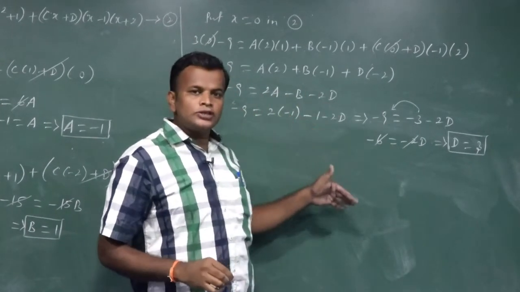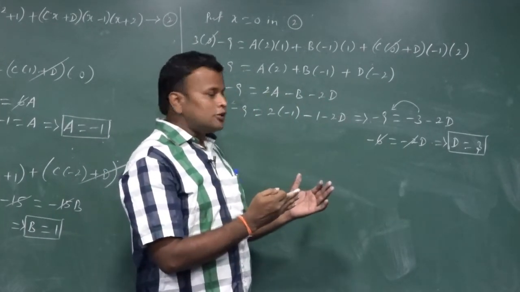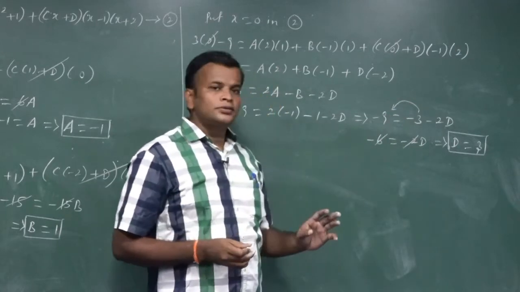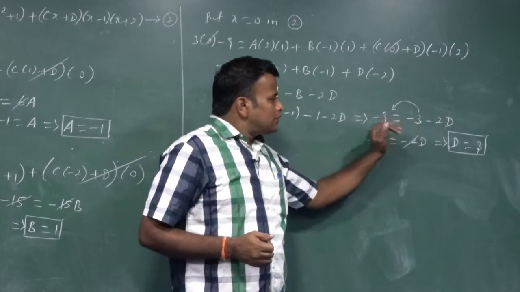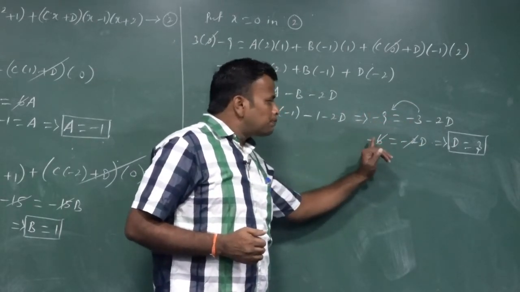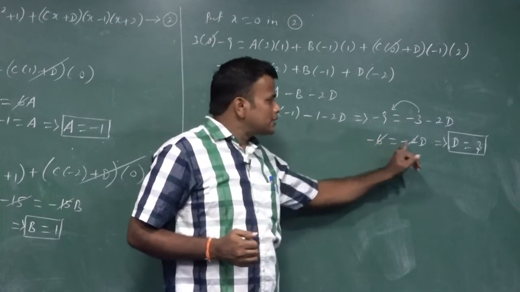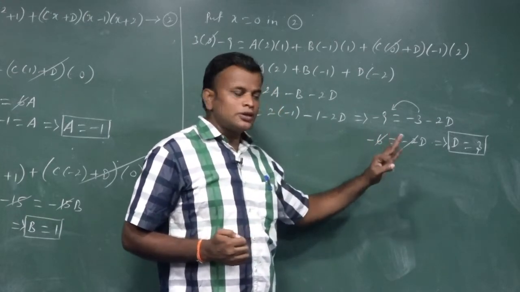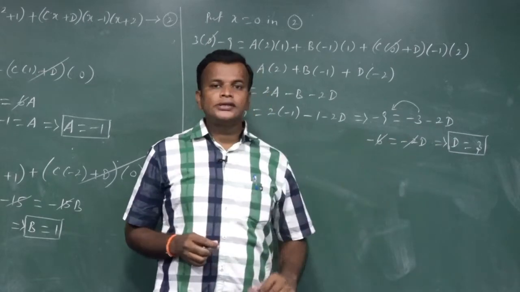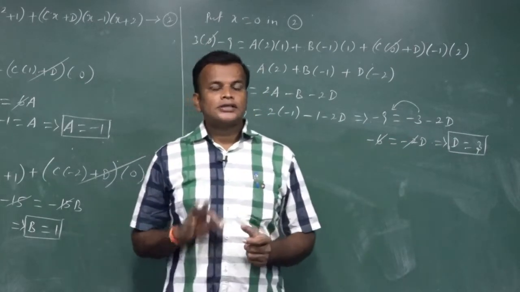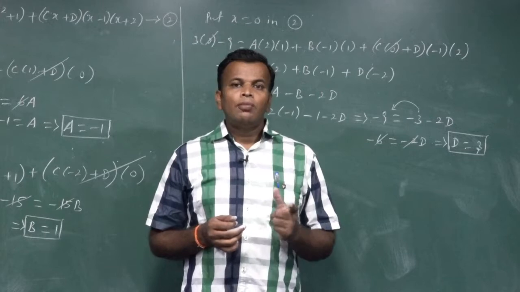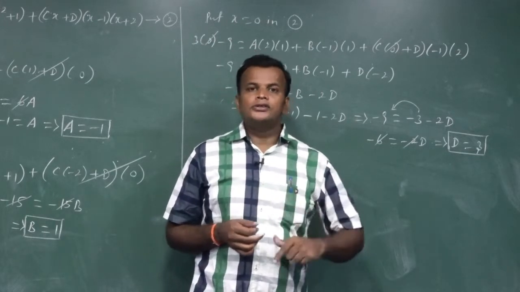Minus 3 becomes plus 3 on the other side, and minus 9 plus 3 is minus 6. We cancel the minus on both sides, and 2 into 3, both are minus, so the value of d is equal to 3. Okay, we found the constants a, b and d. But we need to find the other constant c also.